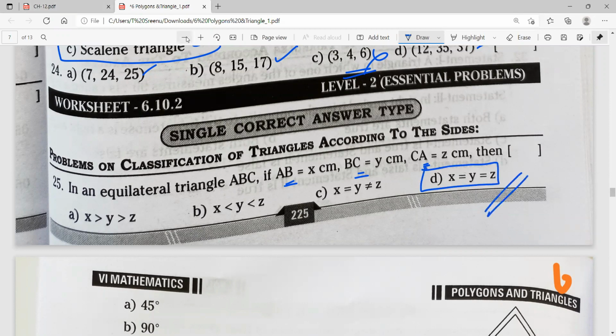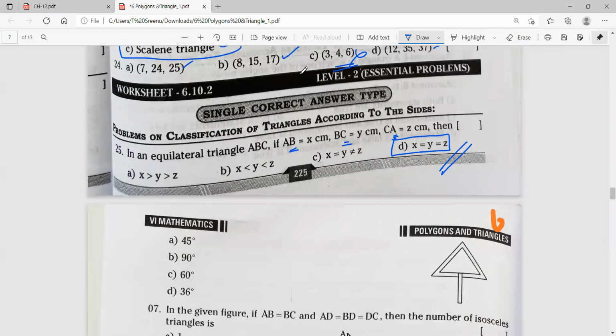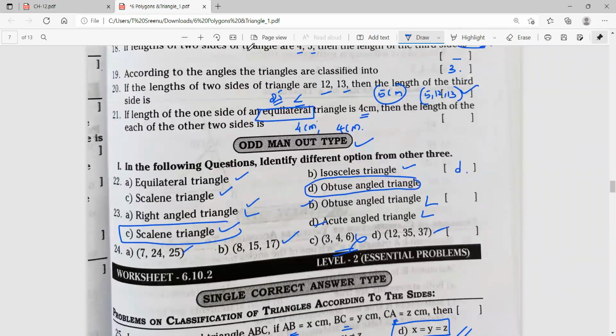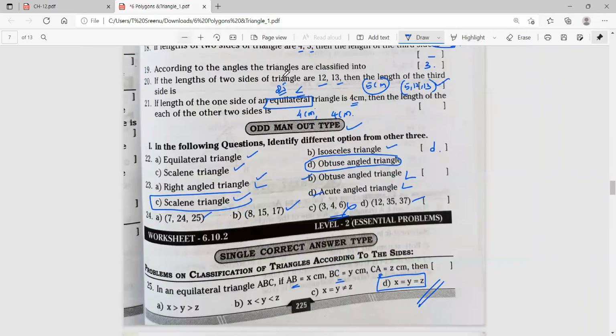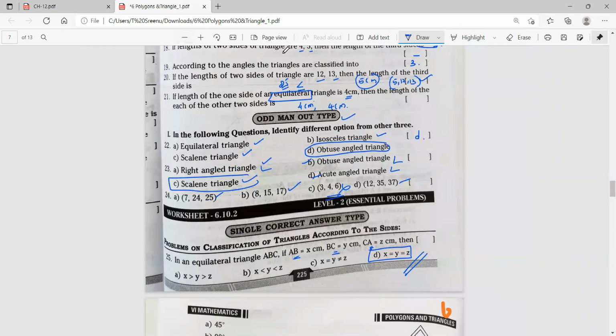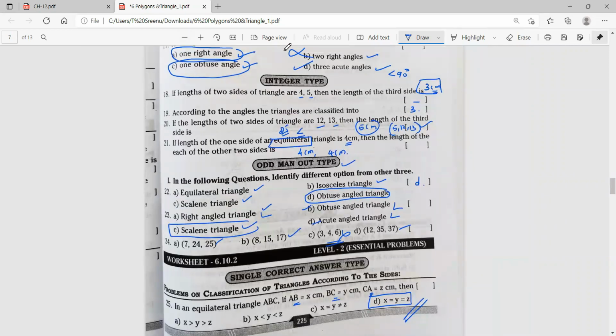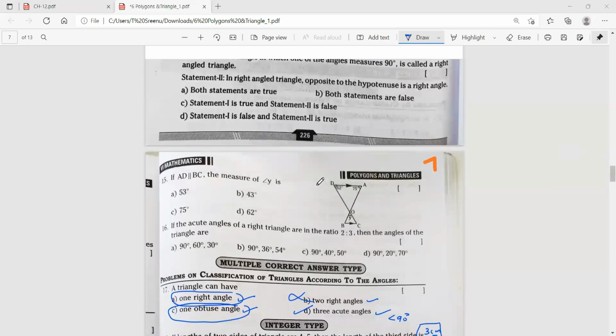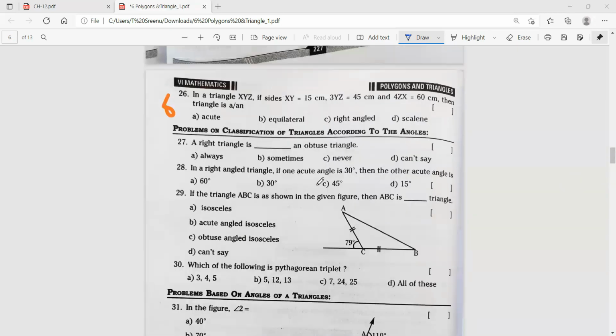Please check this objective, questions 17 to 25. Just check it out. Then after 2 minutes, we'll go for the next objective. Okay, next objective.